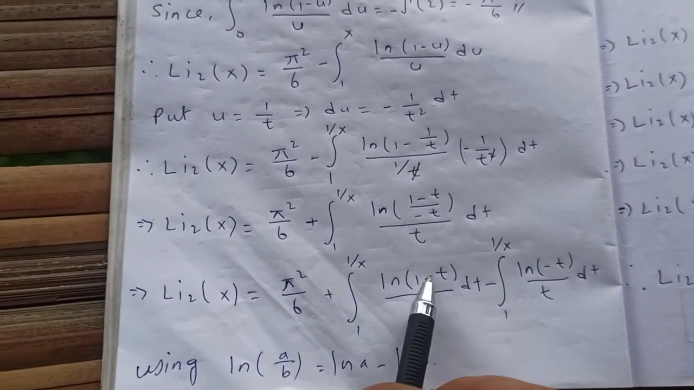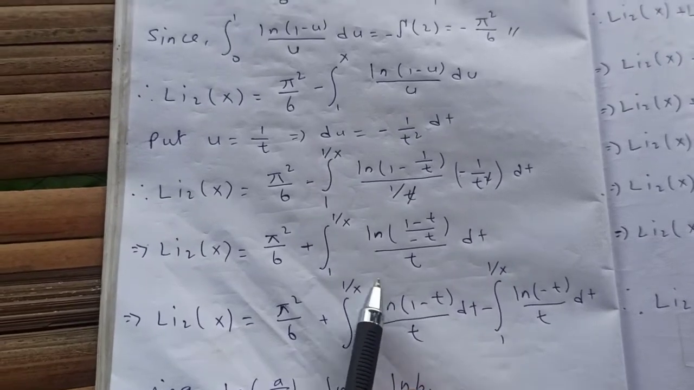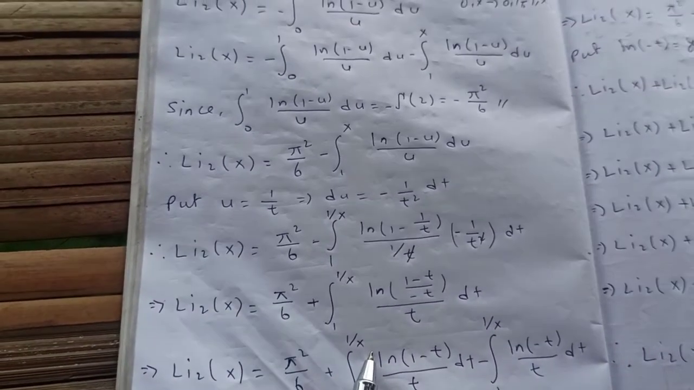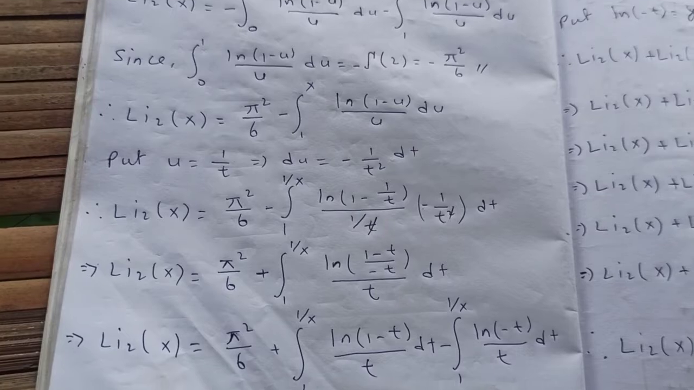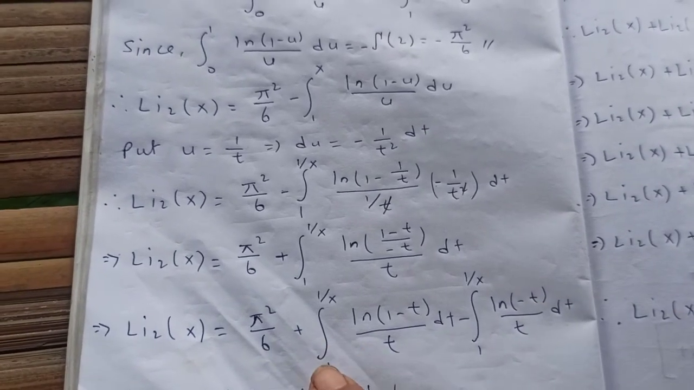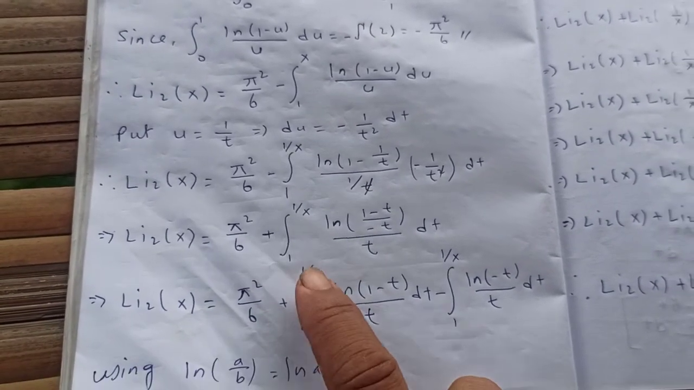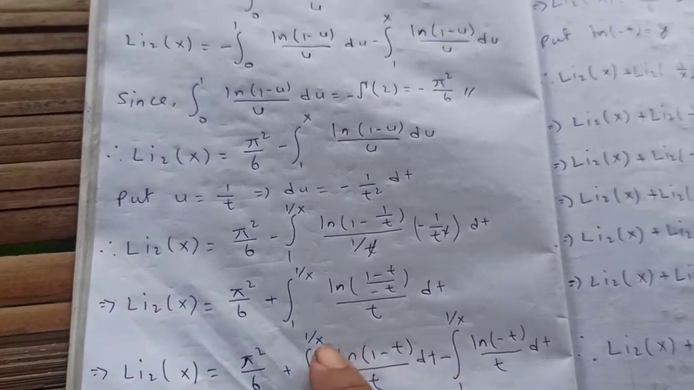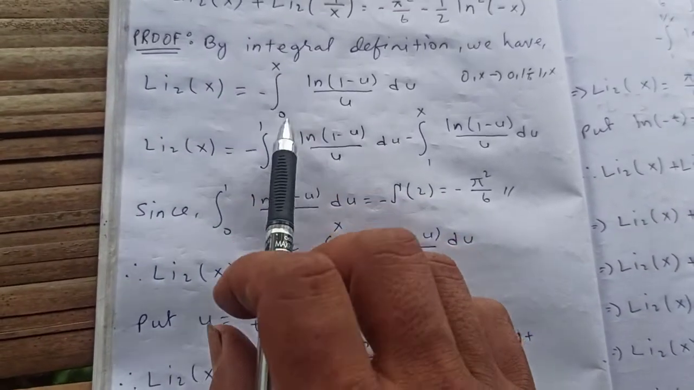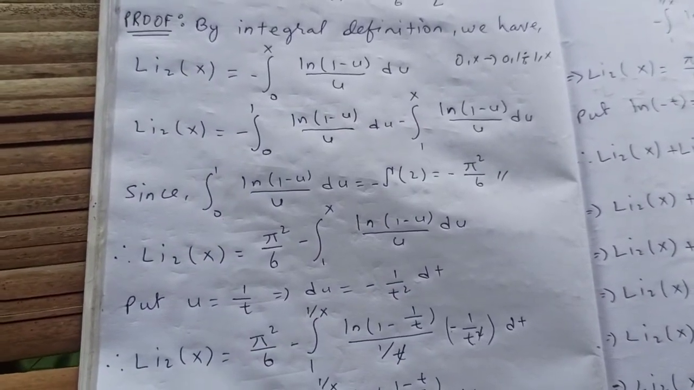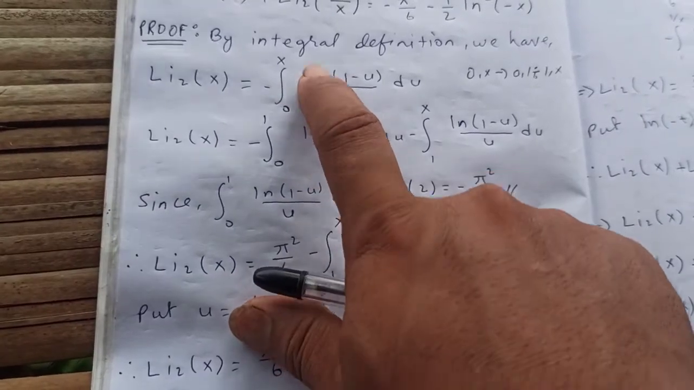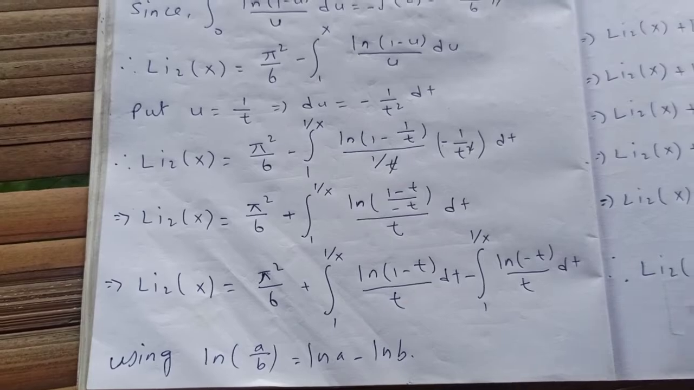Now if you see this integral, from 1 to 1 over x, I'm going to split it again. I'm trying to get this from 0 to something, the upper limit. Now let's see this in the next page.